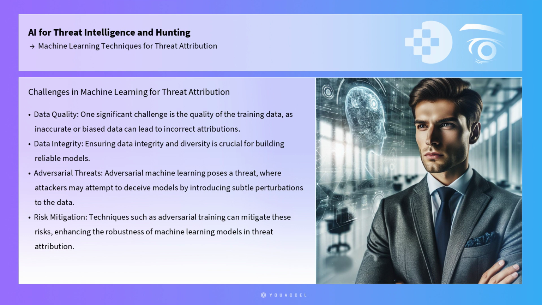Despite the efficacy of machine learning in threat attribution, there are challenges that practitioners must navigate. One significant challenge is the quality of the training data, as inaccurate or biased data can lead to incorrect attributions. Ensuring data integrity and diversity is crucial for building reliable models. Additionally, adversarial machine learning poses a threat, where attackers may attempt to deceive models by introducing subtle perturbations to the data. Techniques such as adversarial training, where models are trained on both clean and adversarial examples, can mitigate these risks, enhancing the robustness of machine learning models in threat attribution.